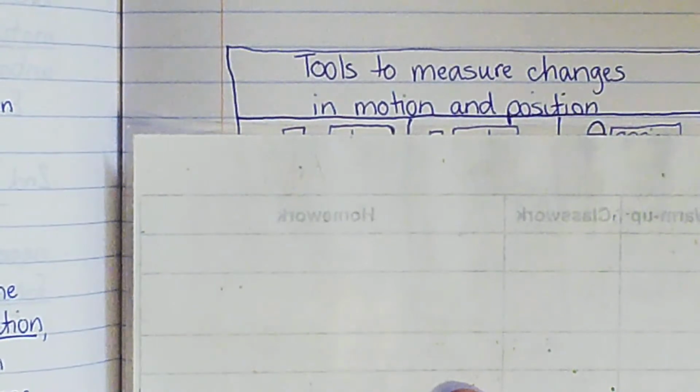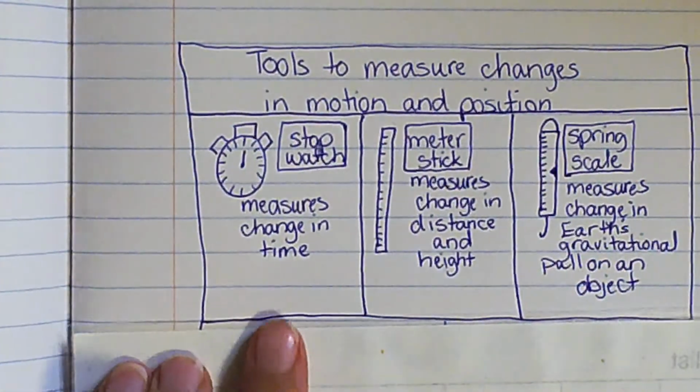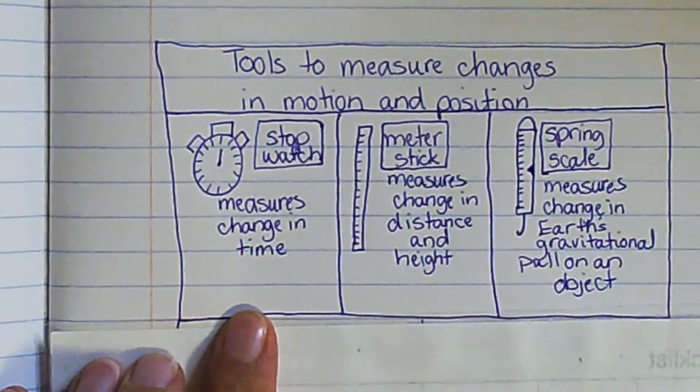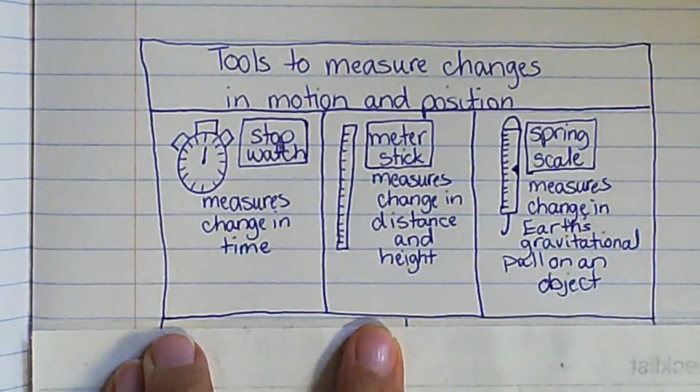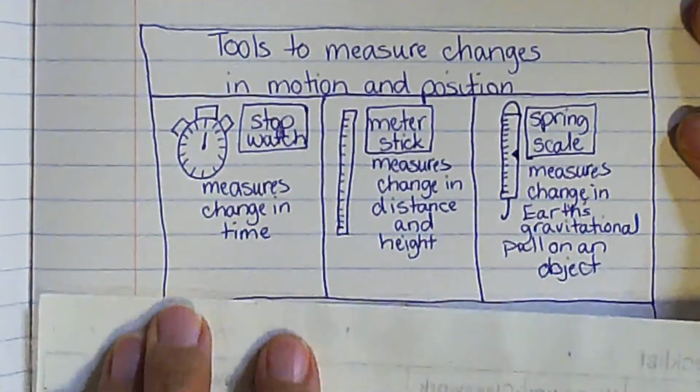Now, some tools that measure changes in motion and position. First, we have a stopwatch. This measures the change in time. A meter stick measures change in distance and height. And a spring scale measures change in the Earth's gravitational pull on an object.